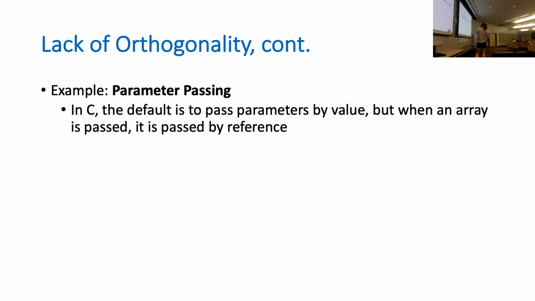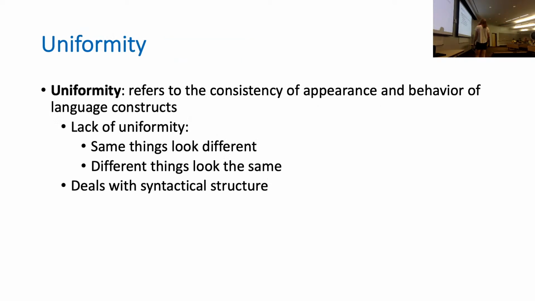Oh, and lastly, parameter passing, right? In C, the default is to pass parameters by value, but when an array is passed, it's passed by reference. Having a language that, depending on the context of the data type, passes differently, whether it's a value or reference pass, not fun, because you just have to know that, right? There's no way to understand that by reading the code if you don't just know that's what happens. That's going to be hella confusing the first time you have to encounter that.